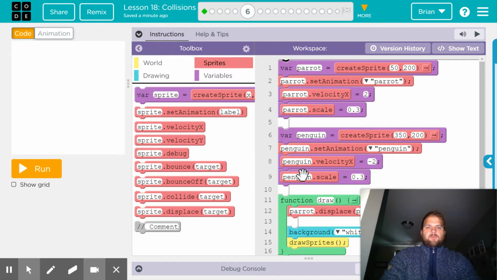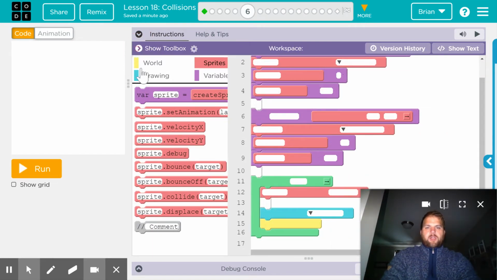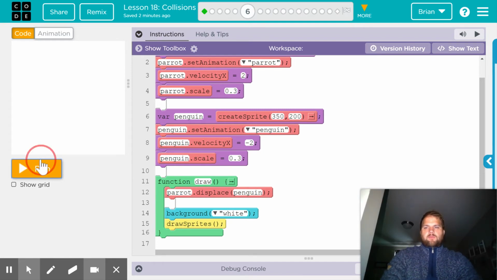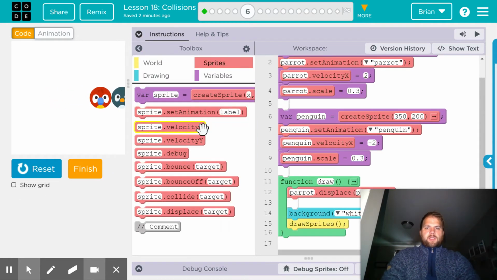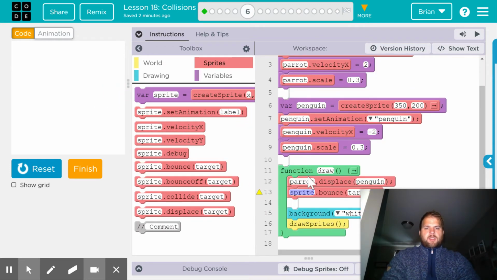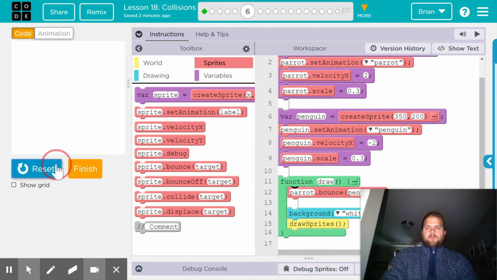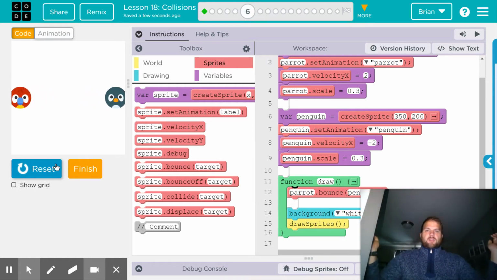Okay, so we had here already parrot displaces penguin. So when we run it, the parrot is going to move the penguin. Whoop. Okay, so now we're going to try a couple of the other ones. So I've got bounce. So I'm going to say parrot, bounce, penguin. And we'll see what that one does. Now I got to make sure I get rid of this displace, and now we run it. So instead of displacing, now the two will move together. The parrot will bounce the penguin, and they both bounce opposite.